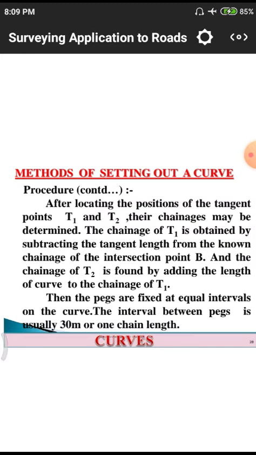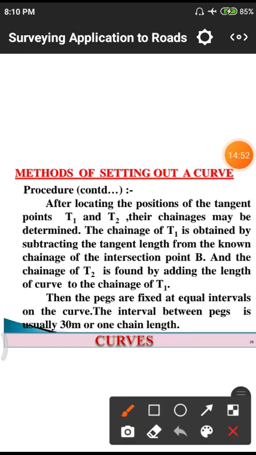The chainage of T1 is obtained by subtracting the tangent length from the known chainage of the intersection point, and the chainage of T2 is found by adding the length of the curve to the chainage of T1, so that the pegs are fixed at equal intervals on a curve. The interval between pegs is usually 30 meters in length. I will show it with the diagram. We have to get a clear-cut knowledge.